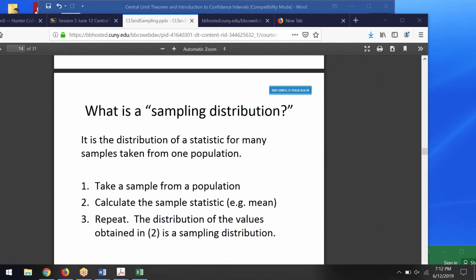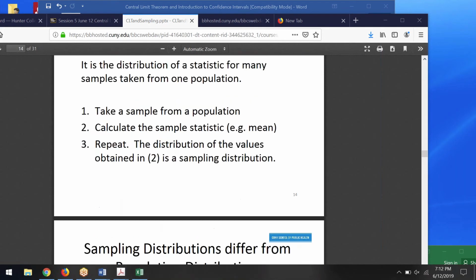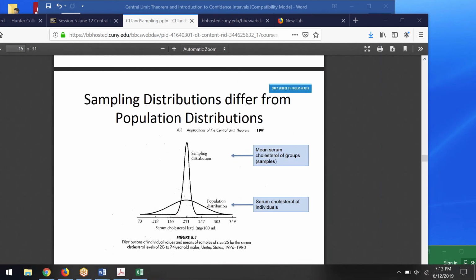Okay, so what's a sampling distribution? It's when you take a random sample from a population and you calculate a sample statistic like mean and standard deviation, because you know that that will approximate the population mean and standard deviation. So you have a tool to understand that, or at least get a rough idea what it might be.